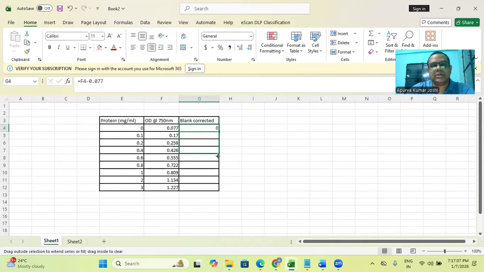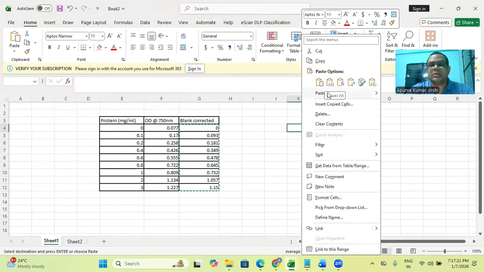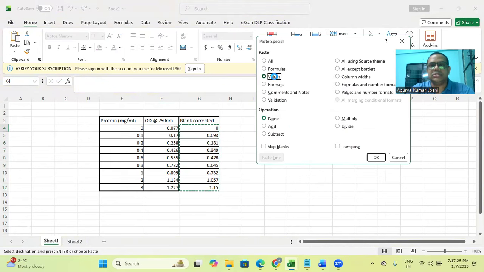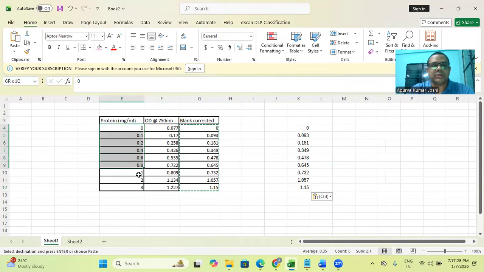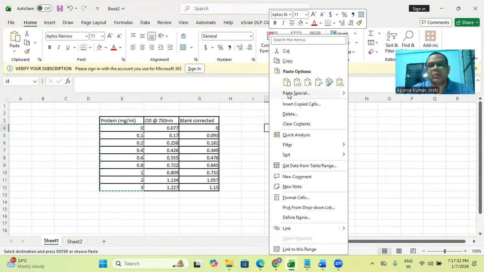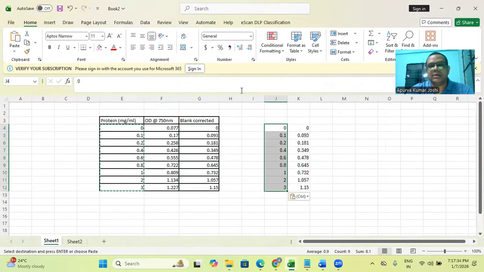Okay, so I'm going to just drag the parameter down over all the columns. So now I have blank corrected values. So I'm going to just copy these values and paste it over some other cells, and we'll just juxtapose these values to the concentrations of the protein. Okay, now what we've done is we've just transformed the data by doing blank correction, and then we have the data set ready for regression analysis.